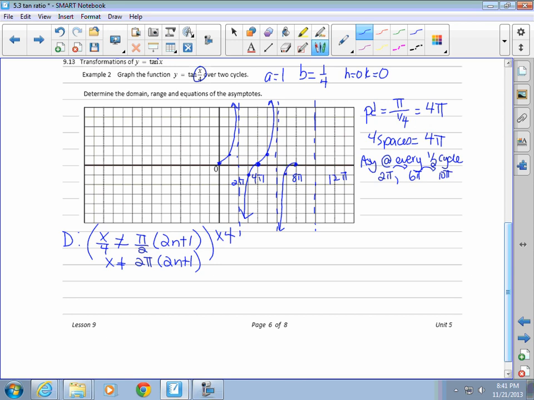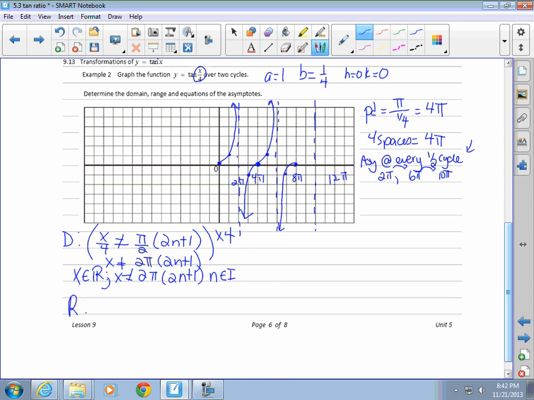And if you remember when I was figuring out my asymptotes here, that's what I said. It's every odd multiple of 2 pi. So 1 times 2 pi is 2 pi, 3 times 2 pi is 6 pi, 5 times 2 pi is 10 pi, and so on. So that means my domain is x is an element of real numbers, except x cannot equal 2 pi times 2n plus 1, and n is an element of integers.